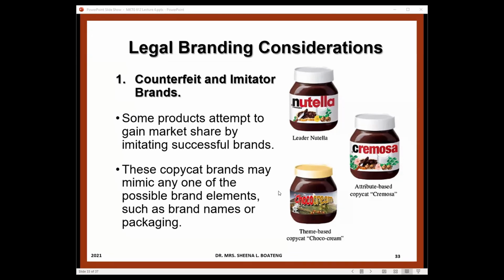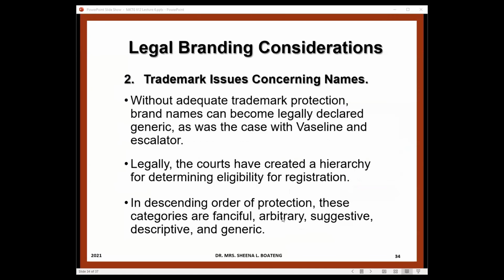Right? So one legal consideration that the firm has to make when it comes to protecting their branding assets is in relation with counterfeiting and imitator brands. Again, they need to think about trademark issues concerning names. Now, it is one thing to want to register your name as a trademark, and another thing to register the trademark and fail to be able to declare that it is your unique name. Because if you do not provide adequate trademark protection for the brand name that you use, they may end up becoming legally declared as generic.